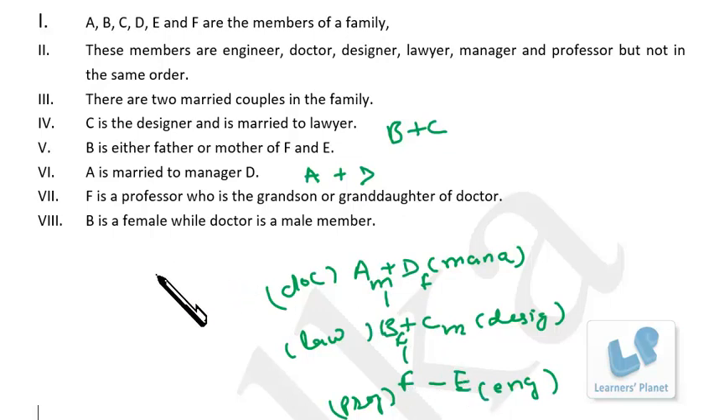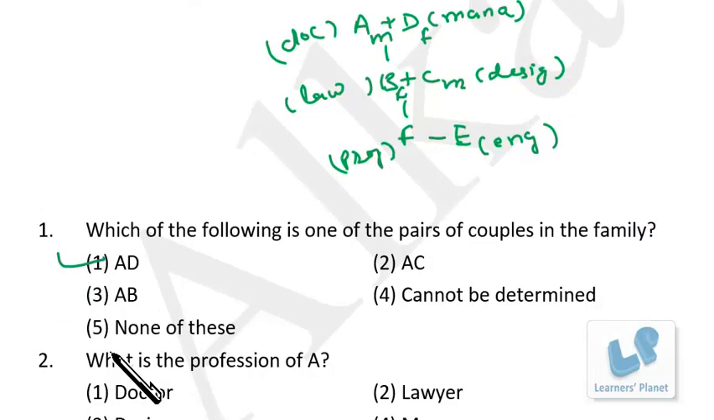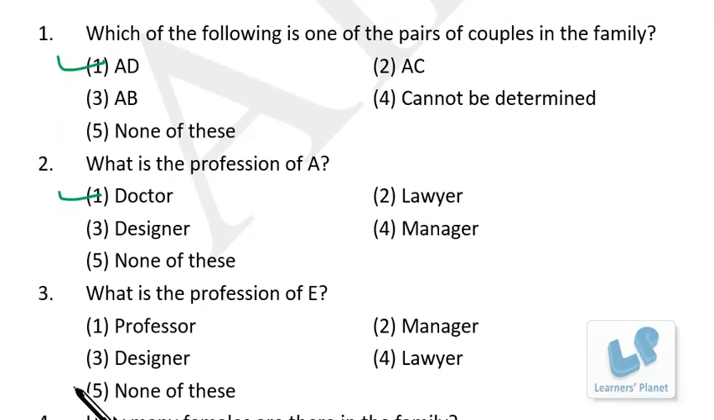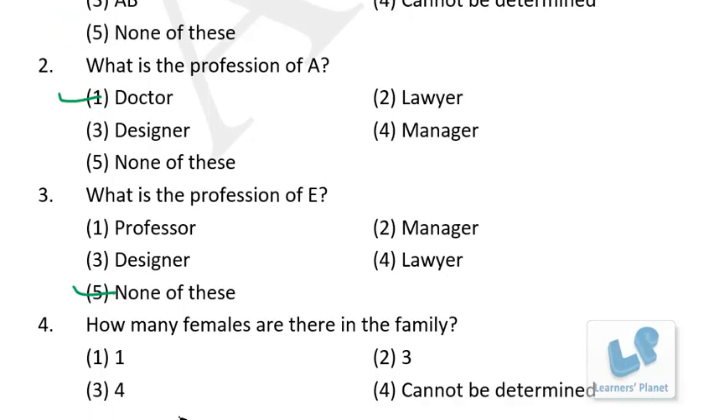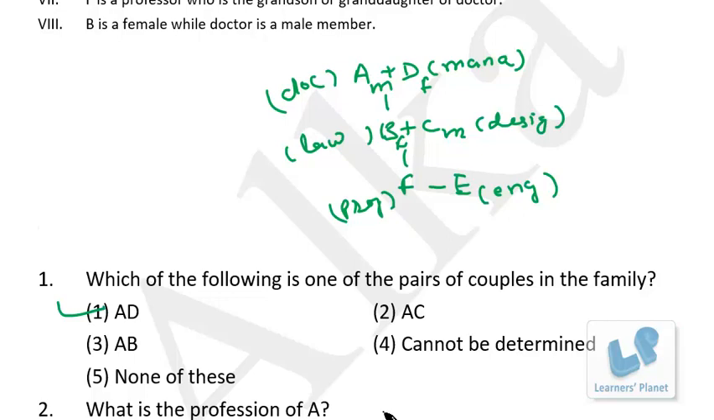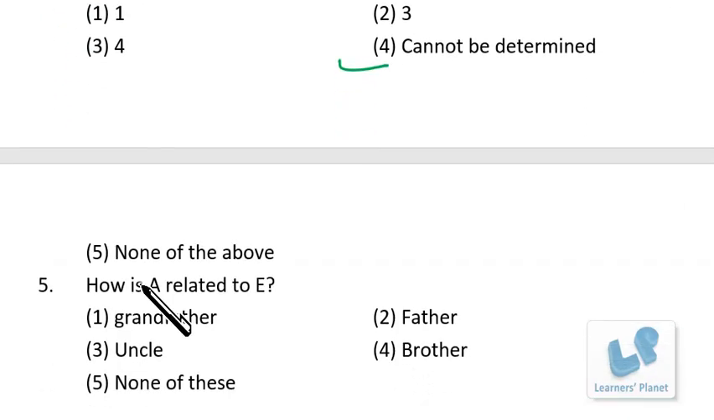Okay. So let's see. Which of the following is one of the pairs in couples in the family? BC and AD? So we have AD. What is the profession of A? That is doctor. What is the profession of E? That is engineer. How many females are there? That cannot be determined because we don't know the status of F and E. How is A related to E? A is grandfather of E. Okay, so that's pretty simple.